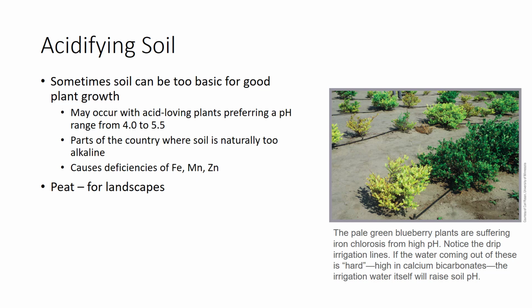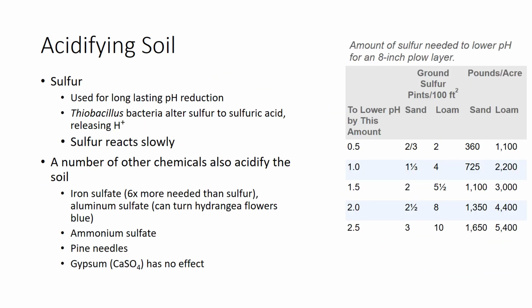For planting a few acid-loving shrubs, landscapers often incorporate large amounts of sphagnum peat moss into the planting soil. However, as peat decays, its activity declines and pH will rise. Peat is also not a practical amendment for large areas. For longer-lasting pH reduction and for larger areas, sulfur is preferred. Once applied and mixed into the soil, as described earlier for lime, Thiobacillus bacteria alter sulfur to sulfuric acid.